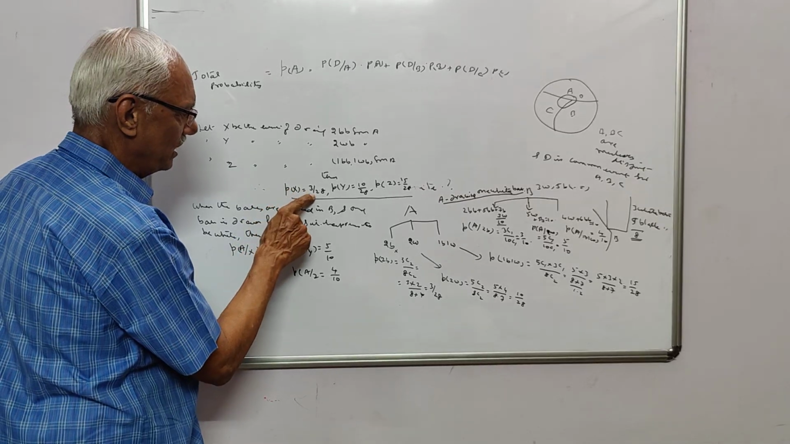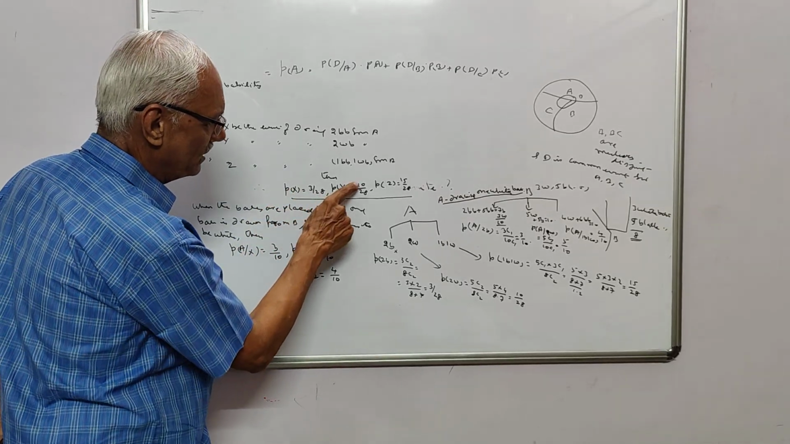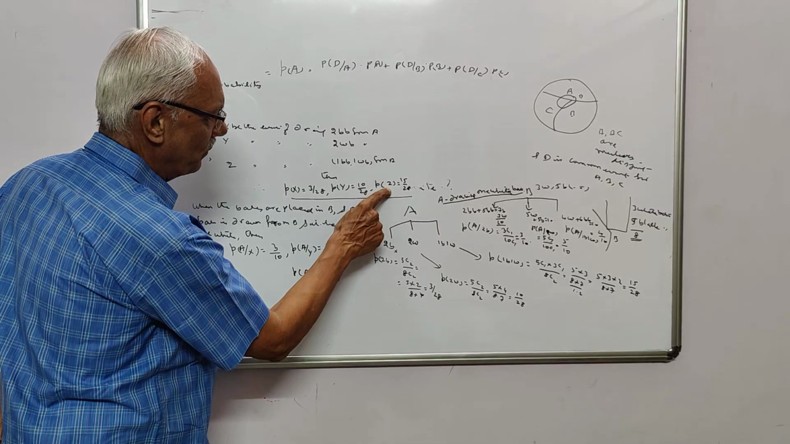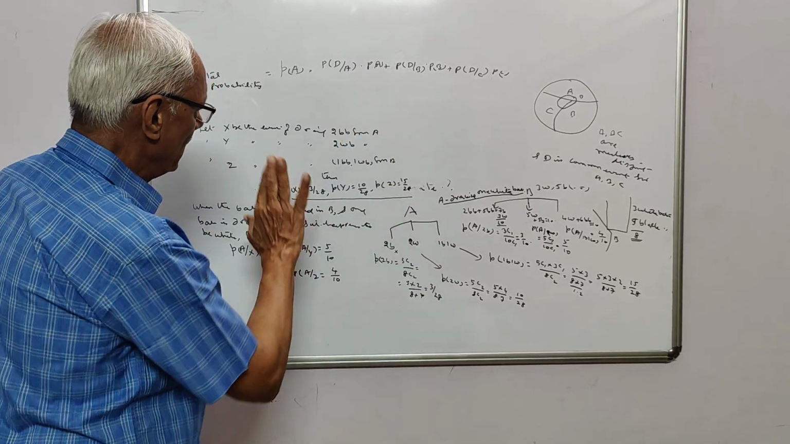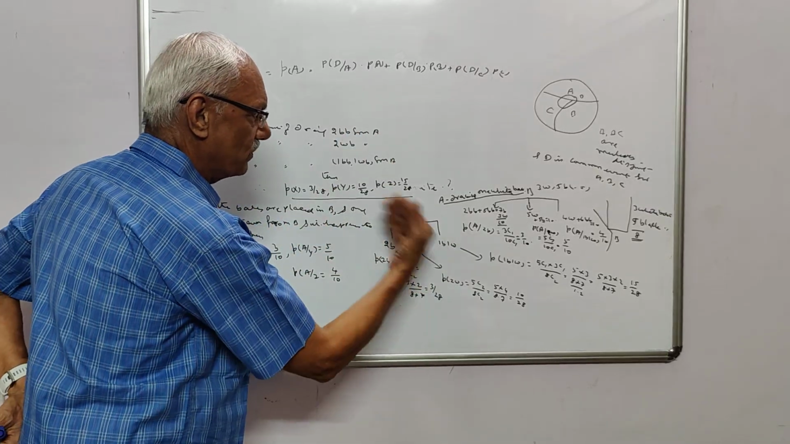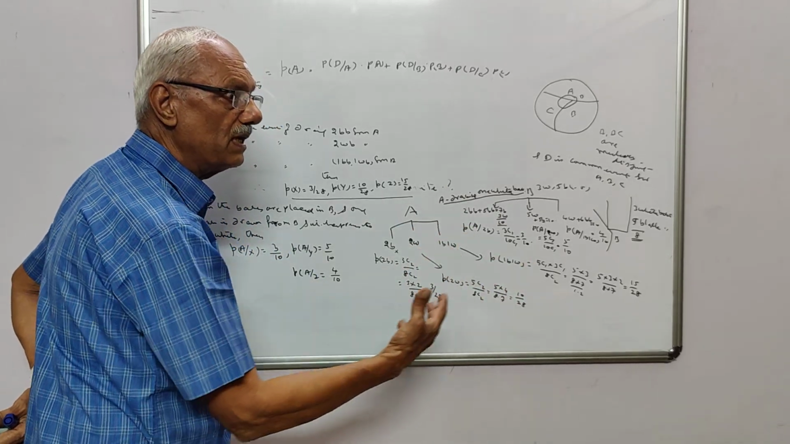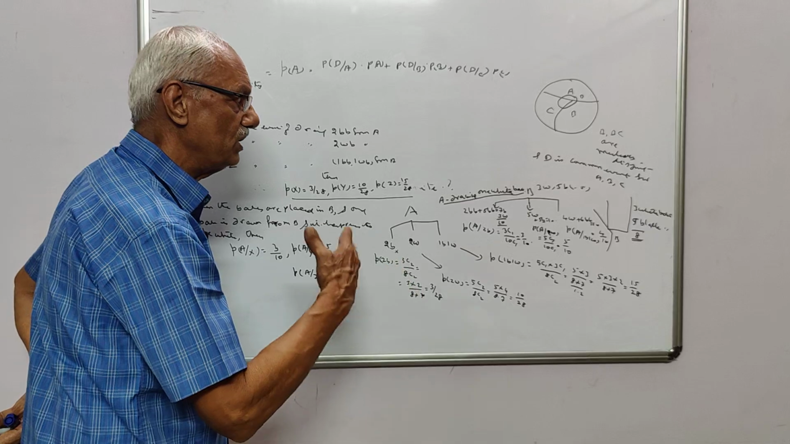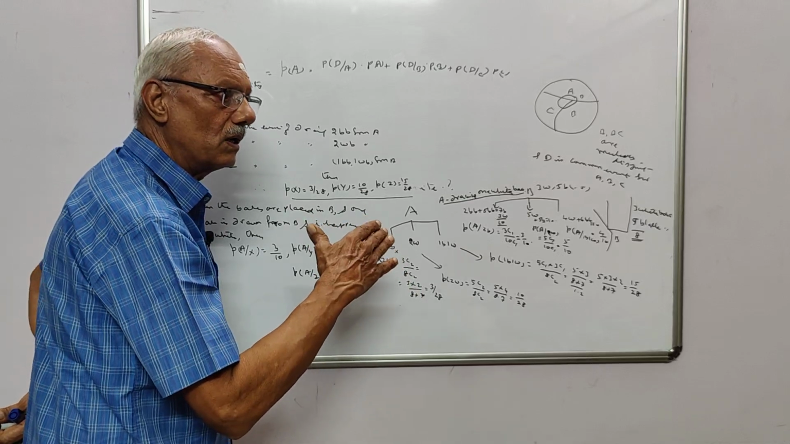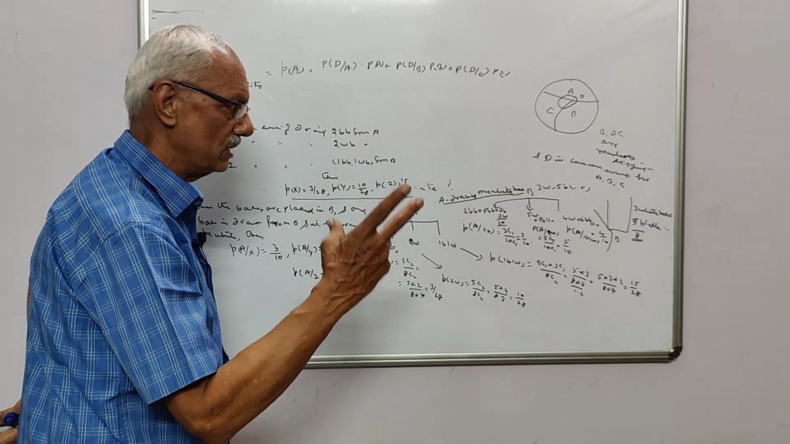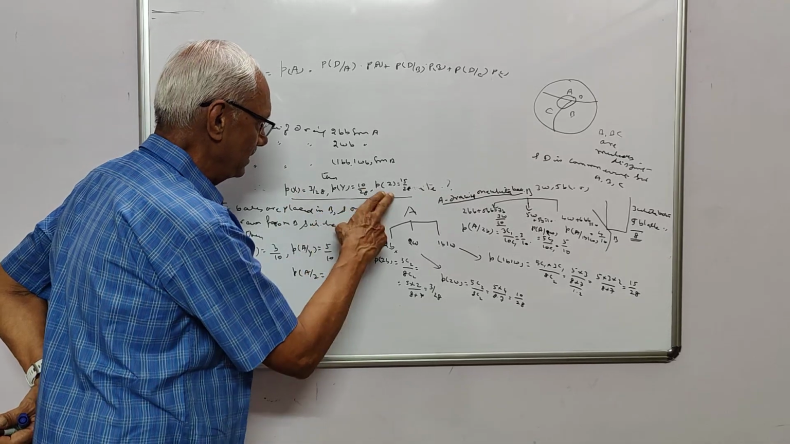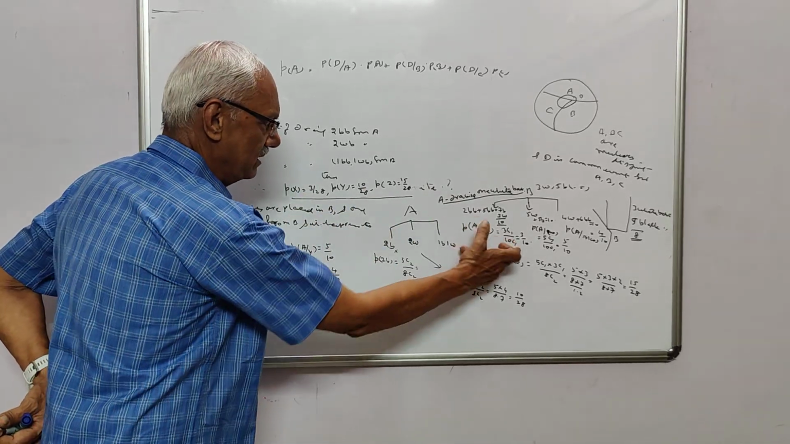P of x is equal to 3 by 28, P of y is equal to 10 by 28 and P of z is equal to 15 by 28. See, when these are transferred to B, the probability of taking white balls naturally changes from one way to another. This is one way, this is another way, this is another way. If this is done, this is what you get.